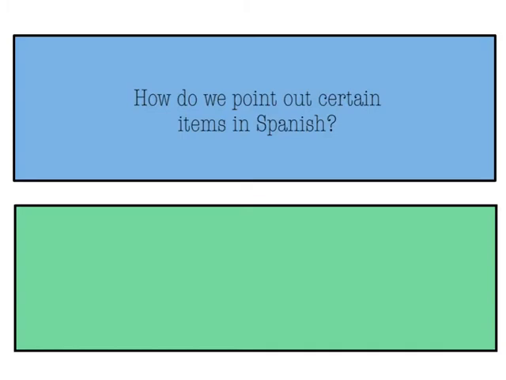Our big question for the day is how do we point out certain items in Spanish? So if you would go ahead and write that at the top of your paper, this is like saying that shirt over there or this pair of shoes. And then make sure that you leave some space so that you can fill that in when we're done.